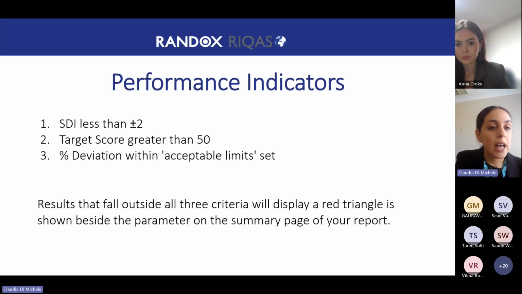As we saw in the last slide, you'll be judged for these 3 performance metrics on each report for each analyte. The results that fall within or less than plus or minus 2 SDI, results that have a target score greater than 50 and a percent deviation within the acceptable limits are deemed acceptable. Results that fall outside all 3 criteria will display a red triangle beside the parameter on the summary page of your report, and these are the ones that would warrant some review.